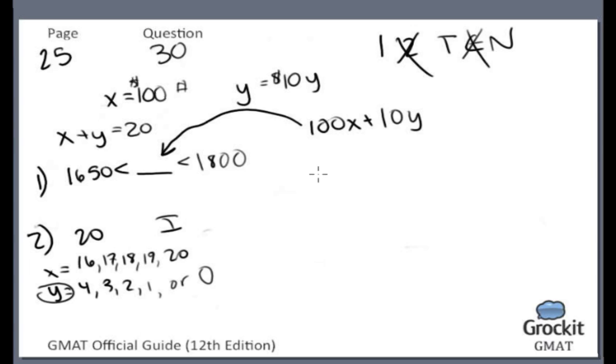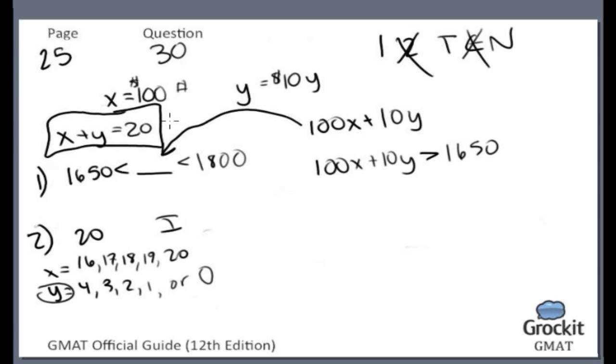So we know then that 100x plus 10y is going to be greater than 1650. We also know the value of y from our other equation over here. So we can actually get it down to a single value. So y is the same thing as 20 minus x. X plus y equals 20. Therefore, y equals 20 minus x. And we're choosing to solve for y here because we're only going to multiply it times 10. So that's going to make it easier.